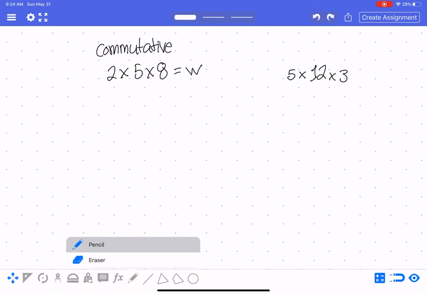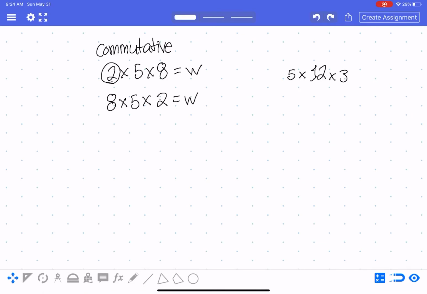So I'm going to move it around, and actually in this one, I don't really have to move it around, but I could say that 8 times 5 times 2, so I just moved everything around, it's still W, right? And that's what commutative property is. But basically what I wanted is that these two numbers here are together, right?